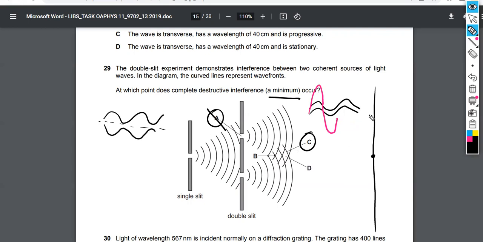I really like question 29. That's a good one to think your way through interference, and also to study the double slit experiment. It wasn't even really a calculation, more conceptual, but if you like that one too, go ahead and leave it down in the comments below.